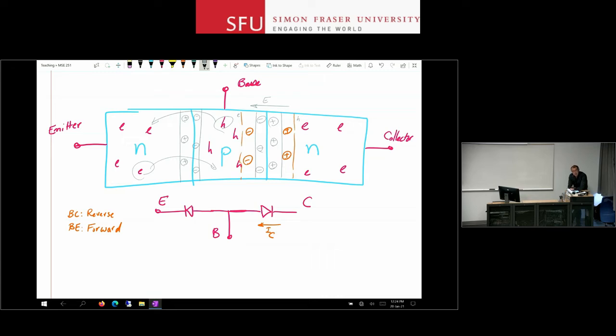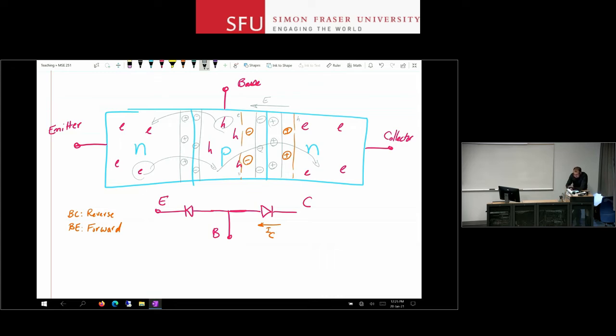Make my base as narrow as possible so that the electron that comes here will have a chance to get to the edge of this depletion region before it recombines with holes. If I make my base region narrow enough, that will happen to most of the electrons that are thrown into the base region from the emitter, and they will see the collector depletion region, and they will basically hop to here and then hop to here.